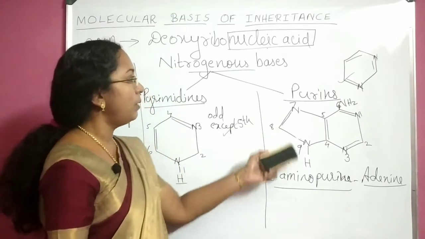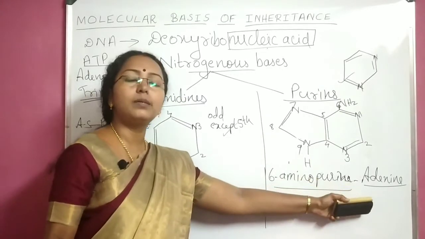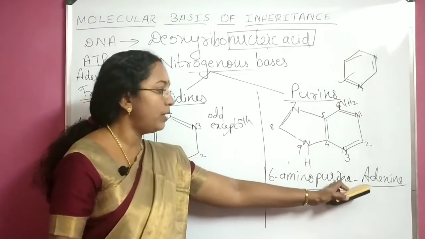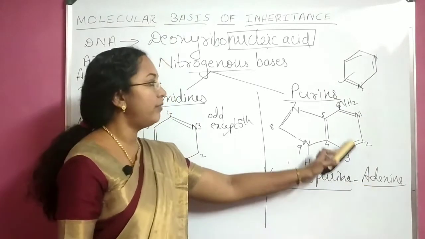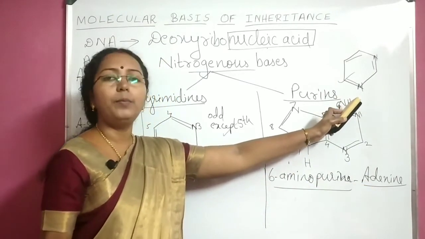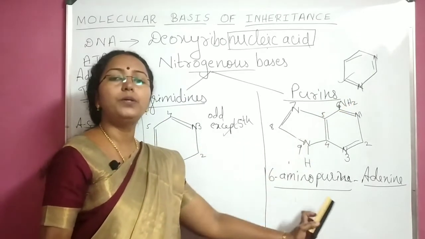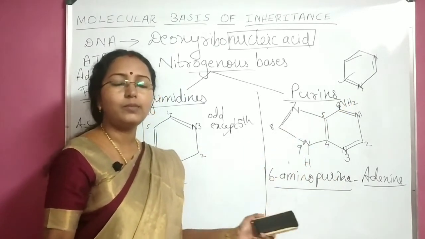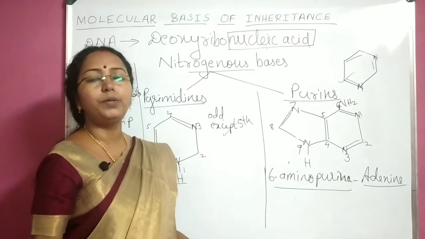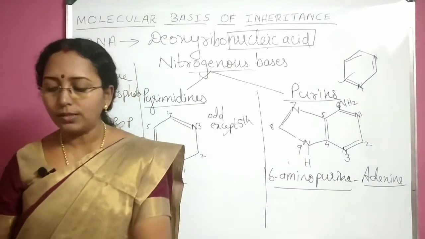So this is one purine. Which one? Adenine is a purine. And how did I make this as adenine? Because I have added in the 6th position an amino group. So 6-amino purine is adenine. This way you can remember. 6-amino purine is adenine.